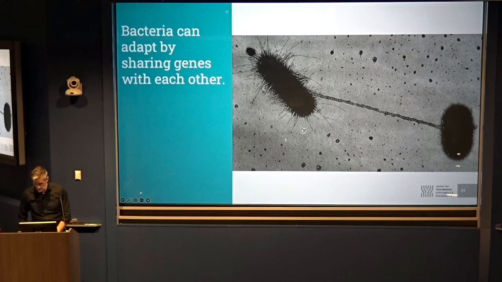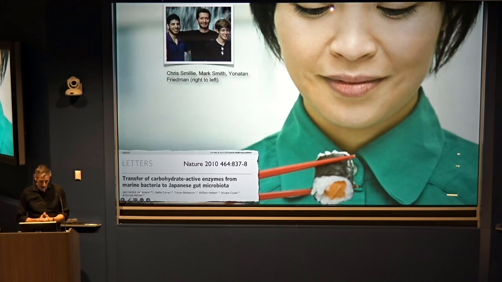And I read this paper. It came out a number of years ago. It came out in 2010. And it was this fascinating story about certain enzymes that break down algal polysaccharides. And these algal polysaccharides are highly sulfonated, and we don't really have the enzymes to break them down to use those nutrients.